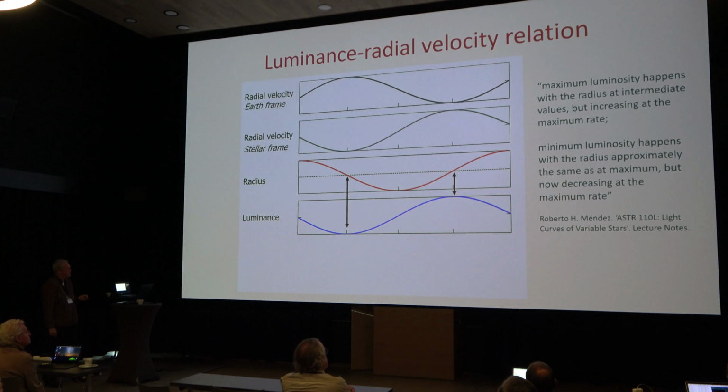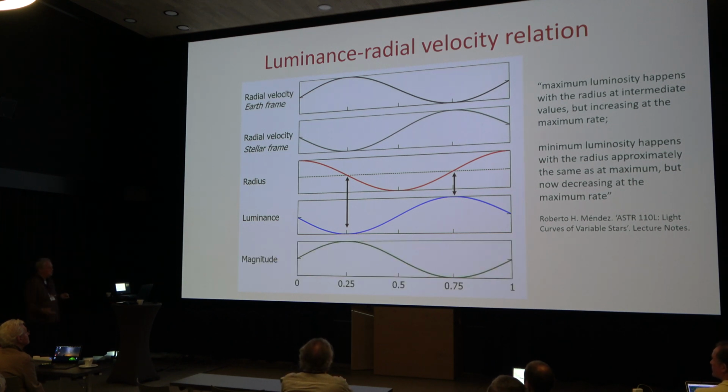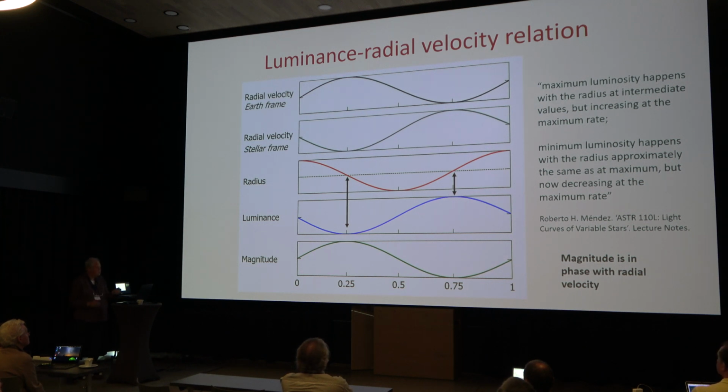And then he would have us believe that minimum luminosity happens with a radius at approximately the same as at maximum, but now decreasing at the maximum rate. So that's why I've drawn this luminance curve like this, which of course when you turn into magnitude is going to get turned upside down. So after all that messing around, it looks like the magnitude is going to be in phase with the radial velocity. That's my conclusion anyway, after studying his lecture notes.